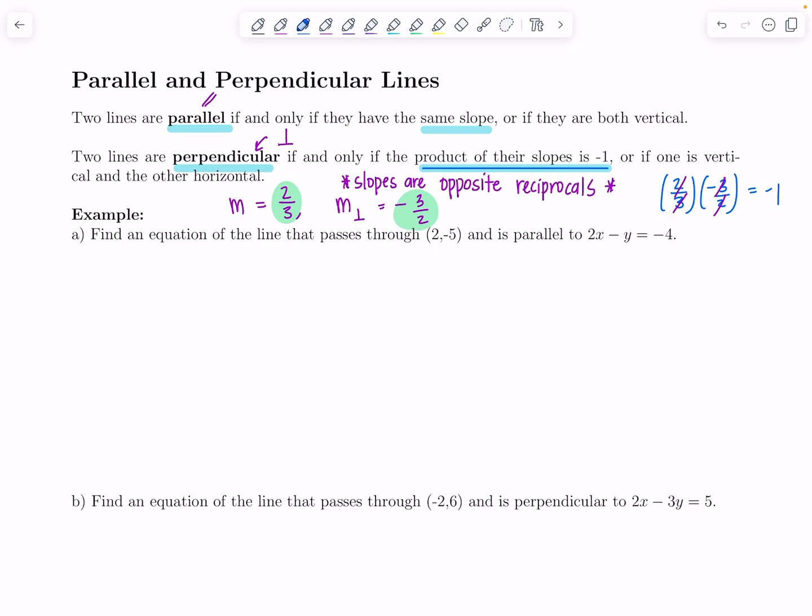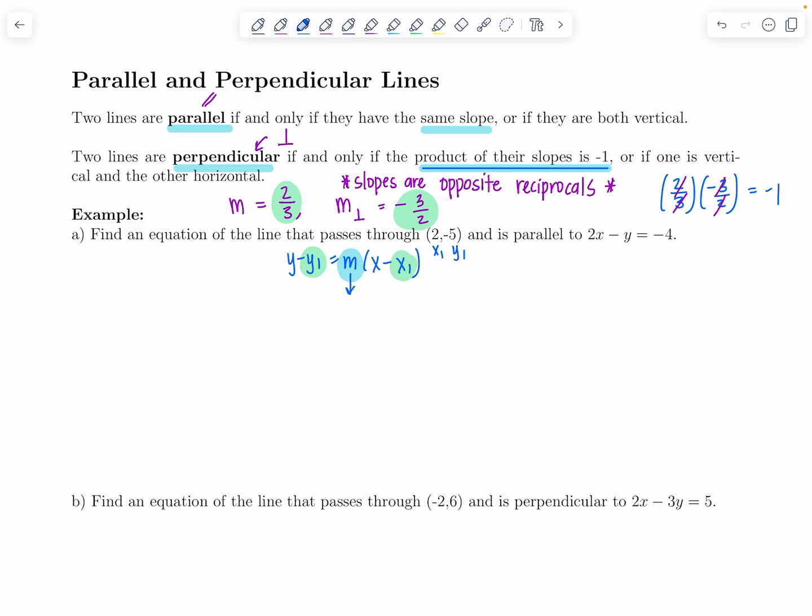So here we go. Let's practice finding equations of lines using this new criteria about parallel and perpendicular. Find an equation of the line that passes through (2, -5) and is parallel to 2x minus y equals -4. So when I write the equation of a line, remember, we're going to use point slope form. I need two things: a slope and a point. They gave me the point, (2, -5). That's my x1, y1.